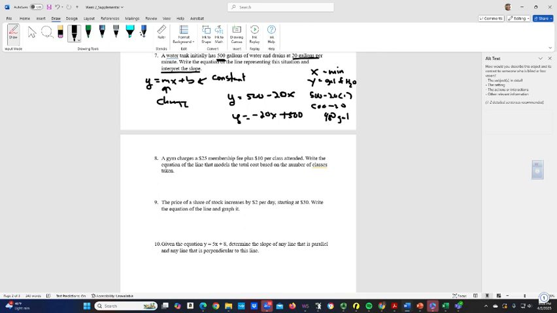All right, question 8 says a gym charges a $25 membership fee plus $10 per class attended. Write an equation of the line that models the total cost based on the number of classes, right? So you can say y equals cost. You can say x equals number of classes. Again, my constant is I'm paying this $25 membership fee. So what if I go to no classes? Well, I'm still paying $25. So the equation is just going to say y equals $10 per class plus my $25 membership fee.